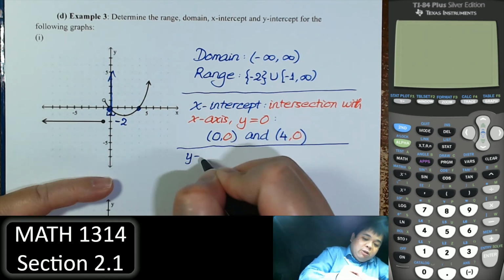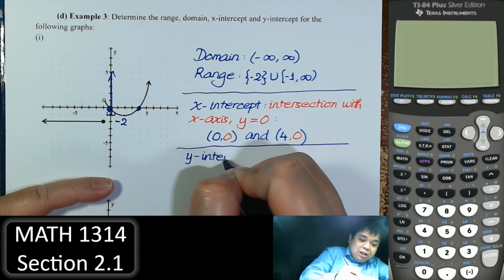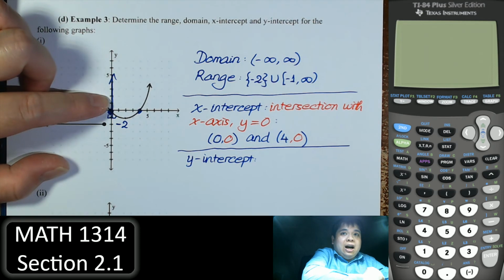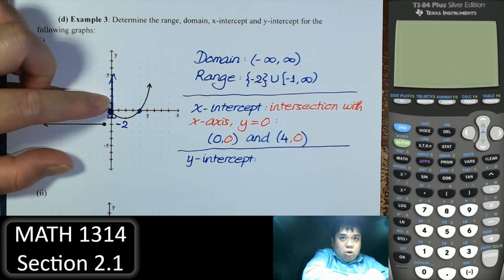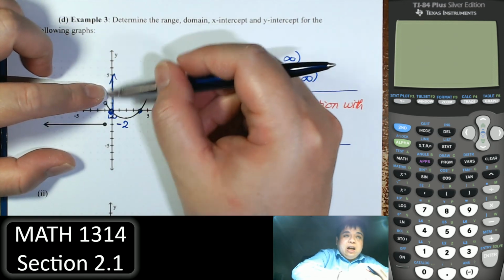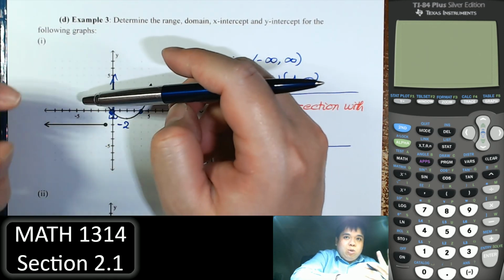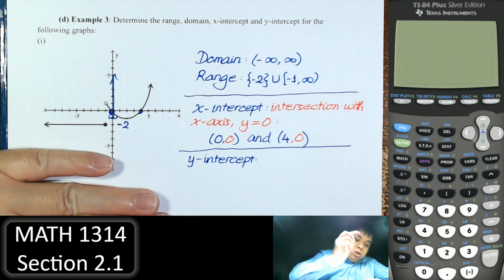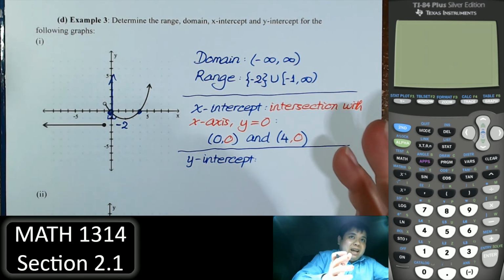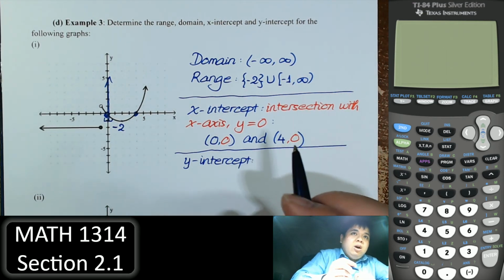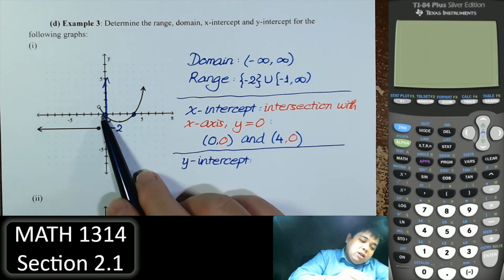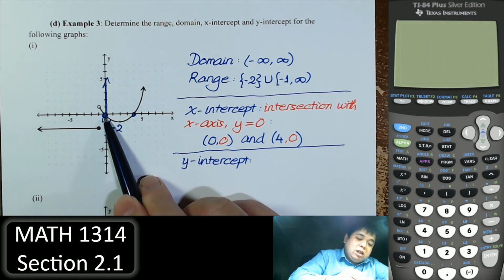And for the y-intercept, we cannot have more than one, because if we have two y-intercepts, it fails the vertical line test. It cannot be a function, right? If there are 2 points and the graph goes like this, the vertical line will cut the graph at 2 points, so it's not possible. So we might have many x-intercepts, but we can only have at most one y-intercept. In this case, the y-intercept is of course also that point.